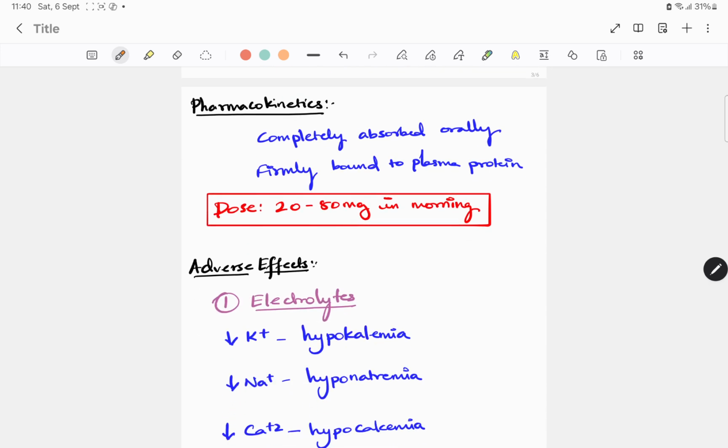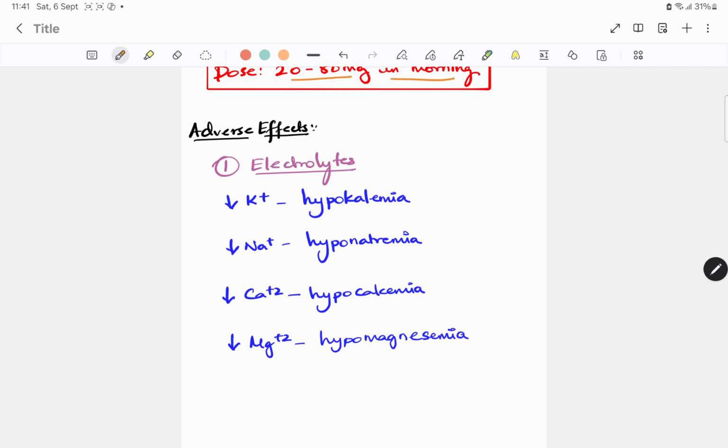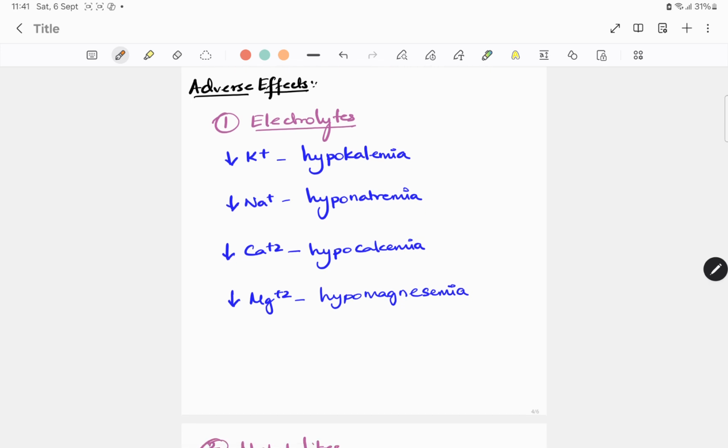Pharmacokinetics. The drug is completely absorbed orally and is firmly bound to plasma protein. The dose of furosemide is 20 to 80 milligrams in the morning. Next, adverse effects. First, the electrolytes. We saw already that all the electrolyte levels are decreasing here. There is a decrease in potassium, causing hypokalemia.